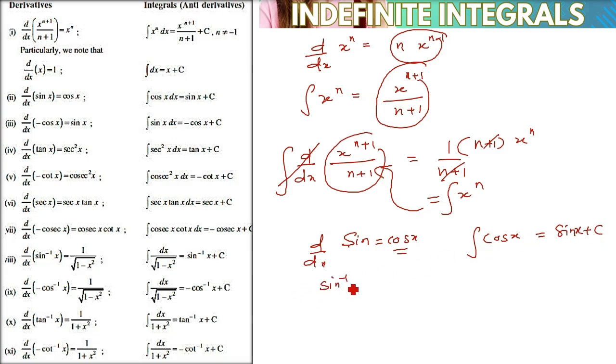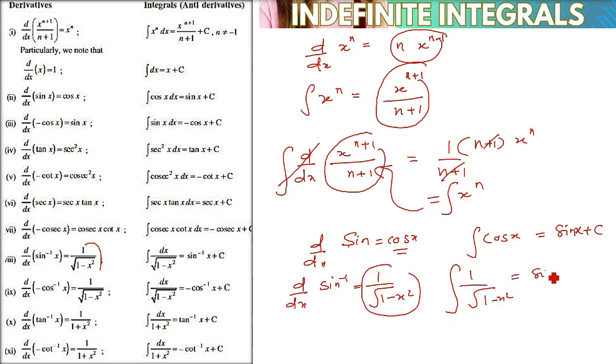Let us take one more example. We have sine inverse x. When we differentiate sine inverse x, it was the standard result 1 by under root 1 minus x square. But when we integrate this 1 by under root 1 minus x square, the same thing which was differentiated, which caused this 1 by under root 1 minus x square to come, will again resurface. That is, sine inverse x plus c is the integration of 1 by under root 1 minus x square.